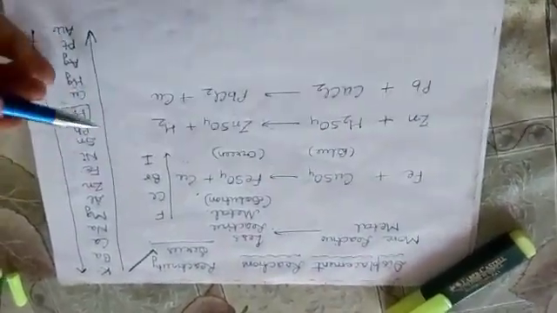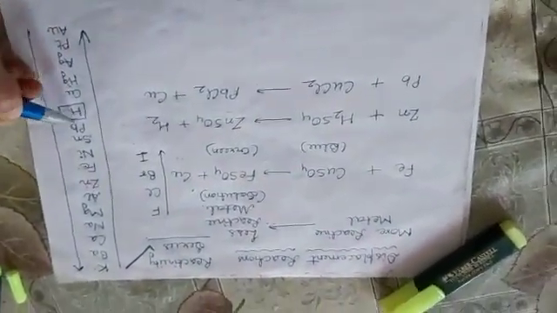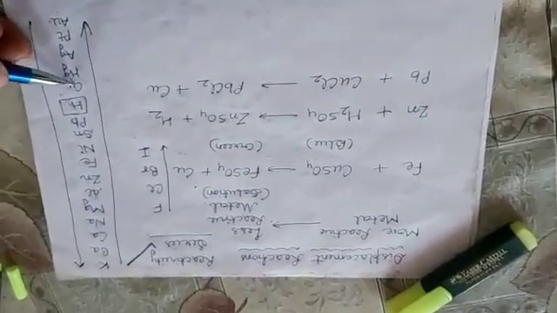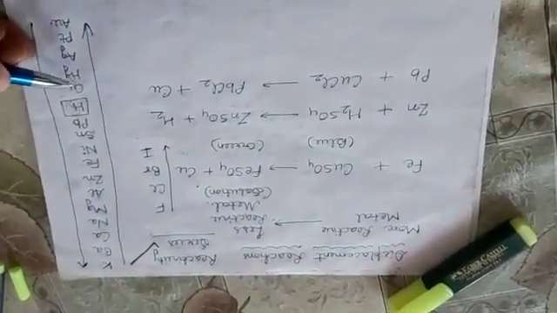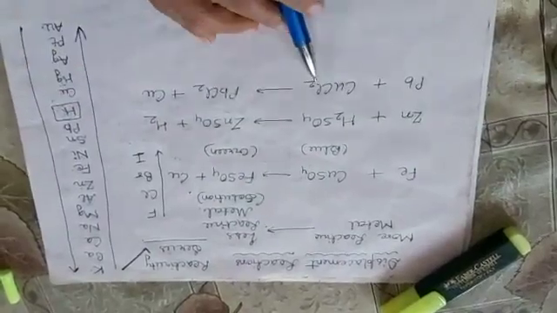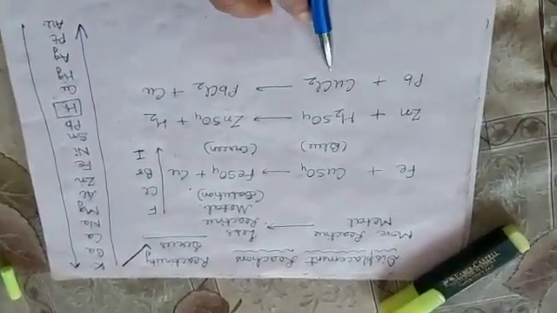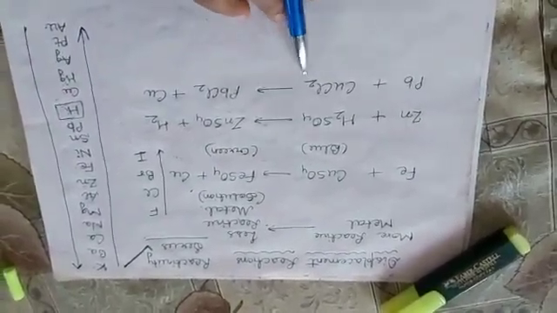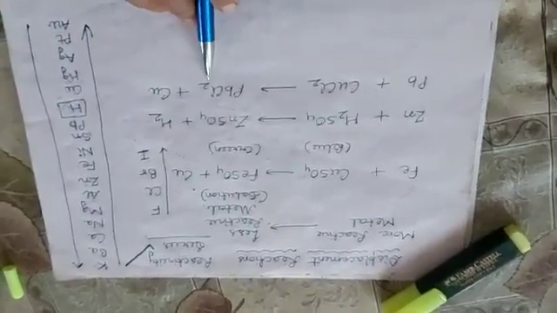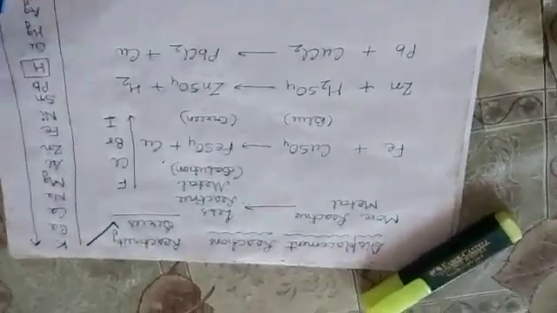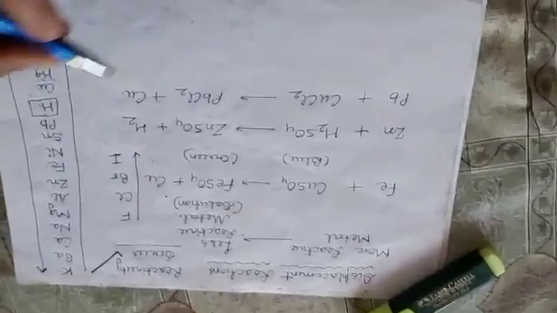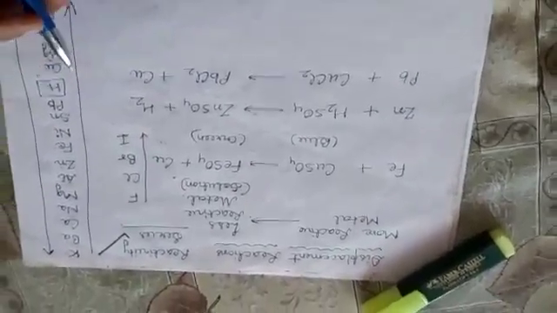Same with lead: if we select lead from the series and combine it with a salt solution of copper, then again the lead, being more reactive, displaces the copper from copper chloride and forms lead chloride along with copper metal. So this is how we understand displacement reactions.